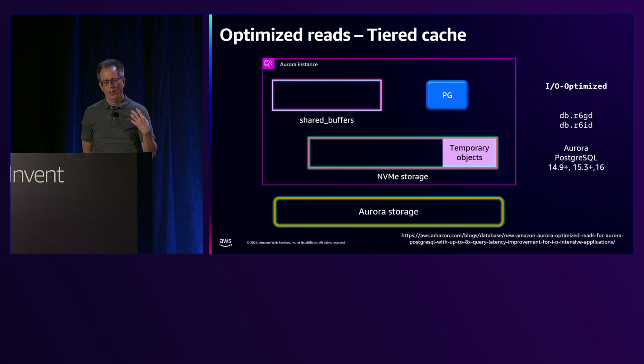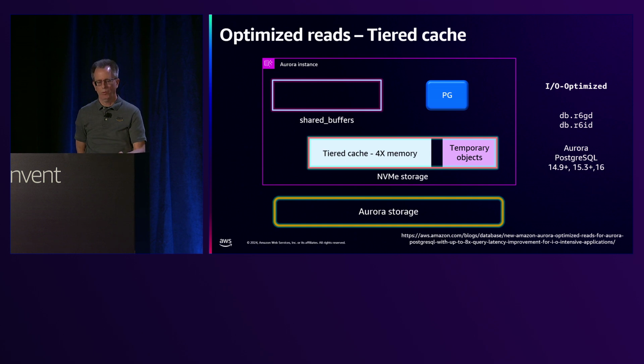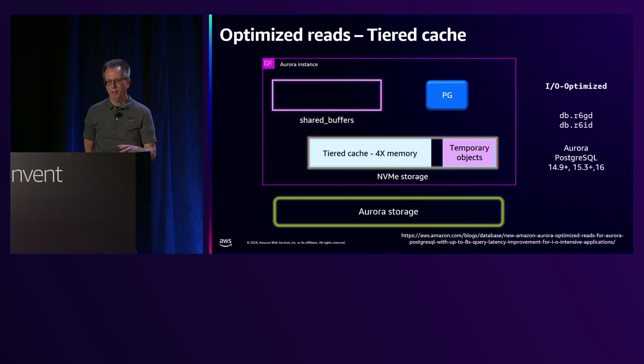So what we can do now is have a tiered cache. If you're using the IO-optimized storage SKU, we now have this tiered cache option. All you have to do is order the different instance types, the R6gd or R6id. That's always very tough to say quickly, for these Aurora versions or higher. We use part of this for caching temporary objects, like for spill, so you get faster sorting when you have to spill larger than memory. But the main use case is a tiered cache that is actually four times the size of main memory.